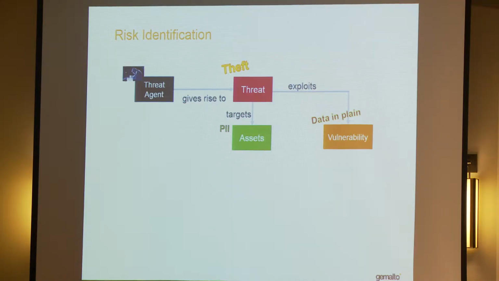So through the vulnerability, the attacker will be able to realize that threat. In this situation, for example, you have PII, you store it in the database, but it's not encrypted, it's in plain text. And so the attacker will exploit this vulnerability. This will leave the risk. So your risk in this case is the possibility of your PII being stolen.